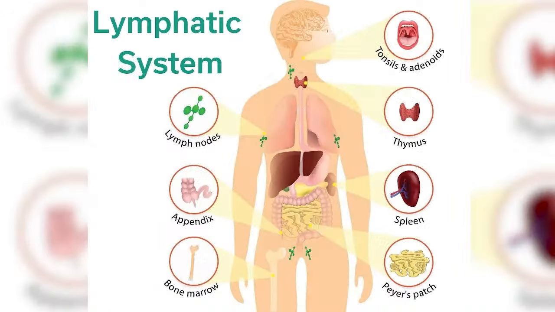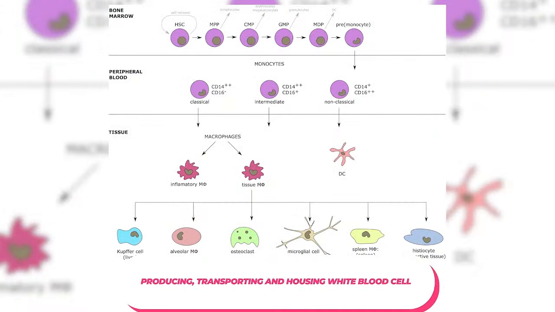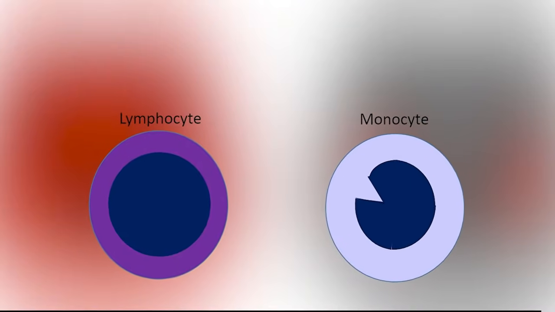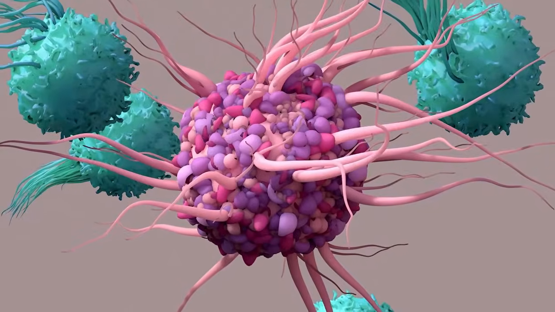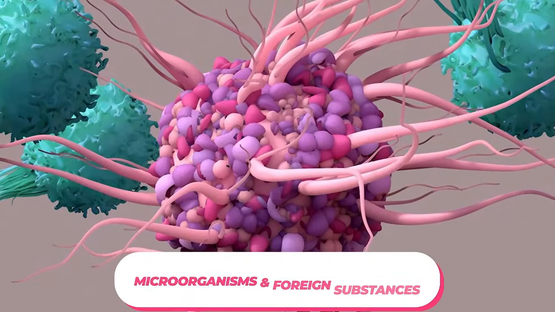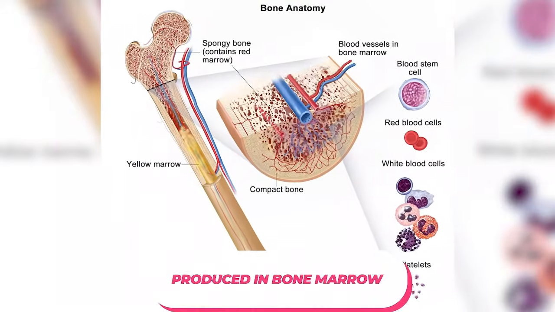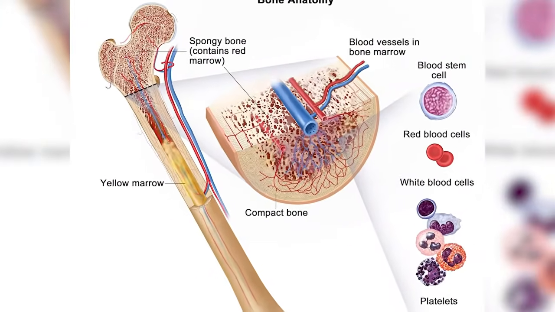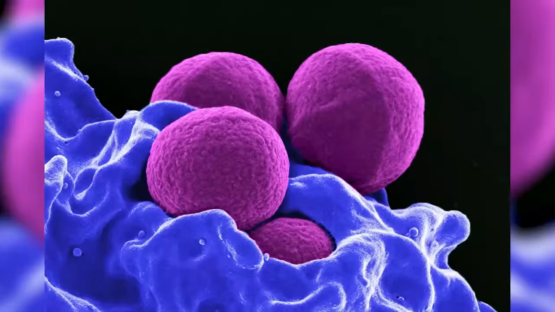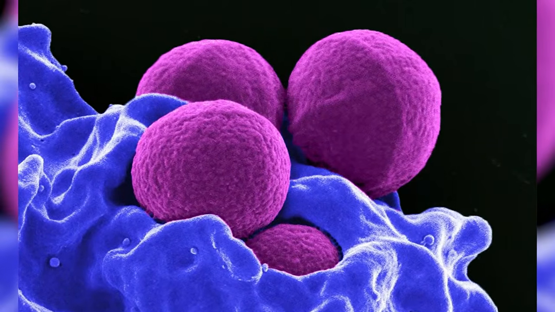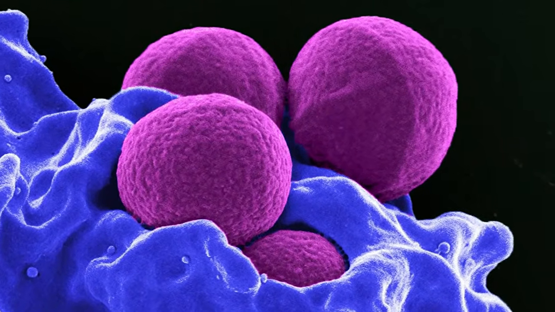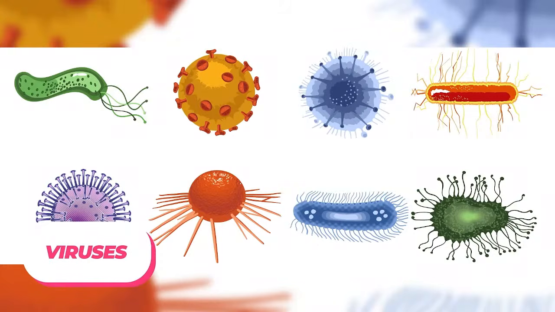The lymphatic system also plays a crucial role in the immune response by producing, transporting, and housing white blood cells, such as lymphocytes and monocytes, which help to fight against invading microorganisms and foreign substances. Lymphocytes, a type of white blood cell, are produced in the bone marrow and mature in the thymus, spleen, and lymph nodes. These cells are responsible for recognizing and responding to foreign invaders in the body, such as viruses and bacteria.